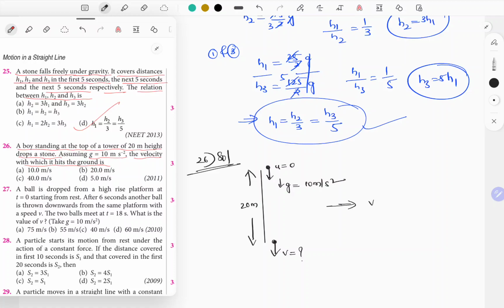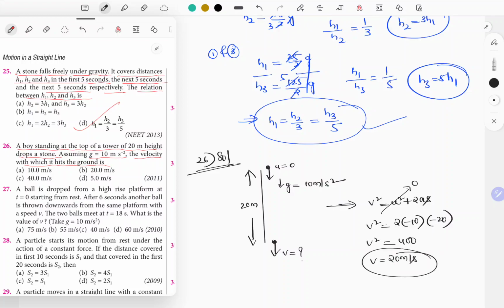So which equation is suitable? V square is equal to u square plus 2as equation is suitable. So initial velocity 0. Then v square is equal to 2 into minus 10 into minus 20, which is going to be v square is equal to 400. Then v is equal to 20 meter per second. This is the magnitude of velocity with which that object hits the ground.